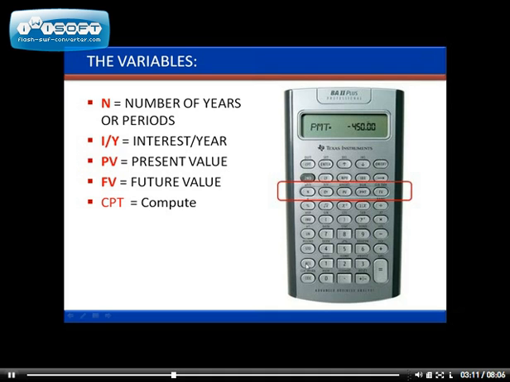And keep in mind that you have to press the compute button before you get any type of number. And the directions on how to use the BA2 calculator are of course in the package, the specifics, because it is a special way that you would have to use the calculator.